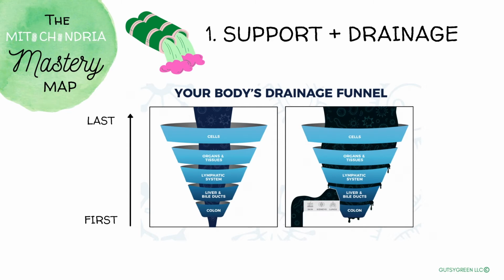There are many different organ systems involved in drainage, and they're depicted in this funnel image here. Each lower step on the funnel must be working optimally in order for the steps above it to work well. So we want to start with our colon first and not tend to our cells up at the top there until absolutely last. First we'll tend to our colon, then we'll do our liver and bile ducts, then we'll work on our lymph system. Then we can turn to our organs and tissues, and then finally we look at our cells. If you do not move in this order, going from bottom to top, then you can experience a bottleneck, which will result in negative symptoms.